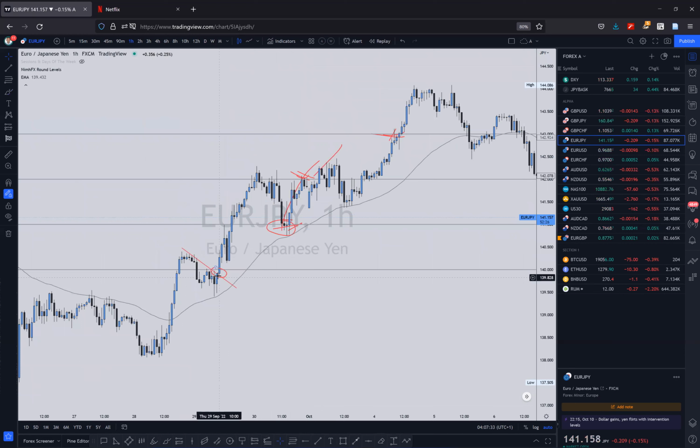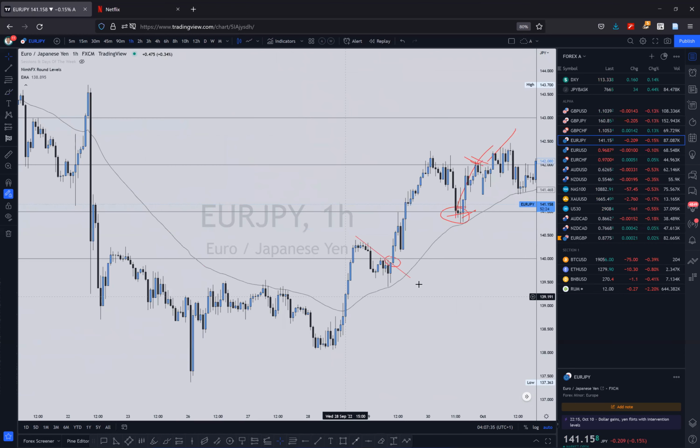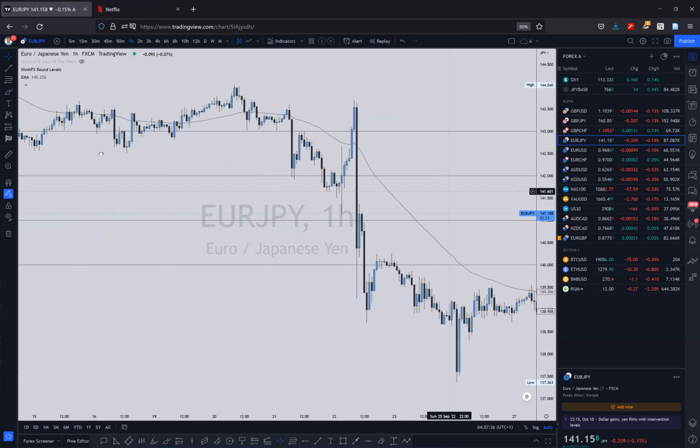So, nice trend line break here. We look to go long here because price is above the EMA.